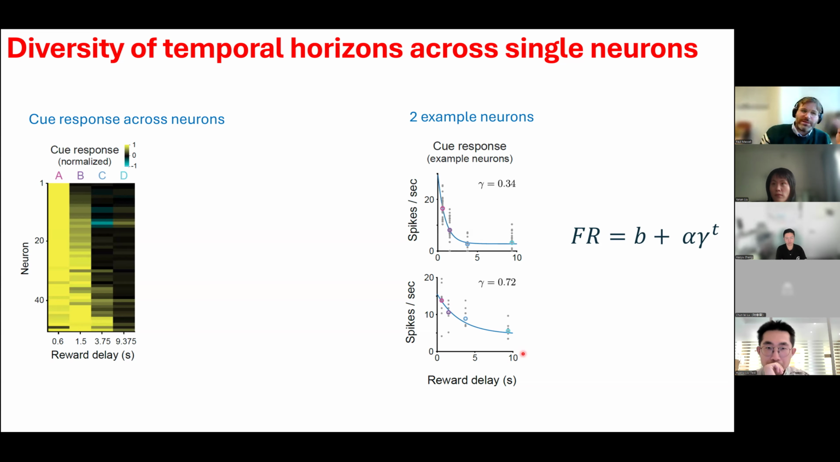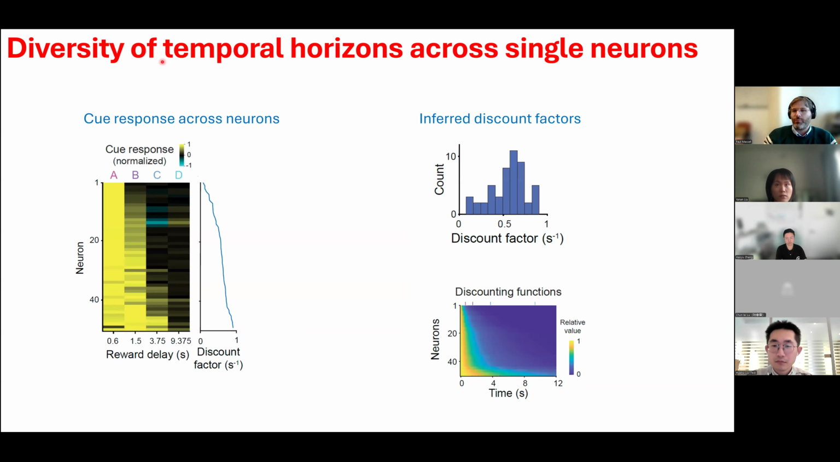Okay, so what we see here is that we have this diversity across neurons now. And we can look at it in different ways. So one way to look at it is to just plot the histogram. What is the distribution of discount factor across the population?